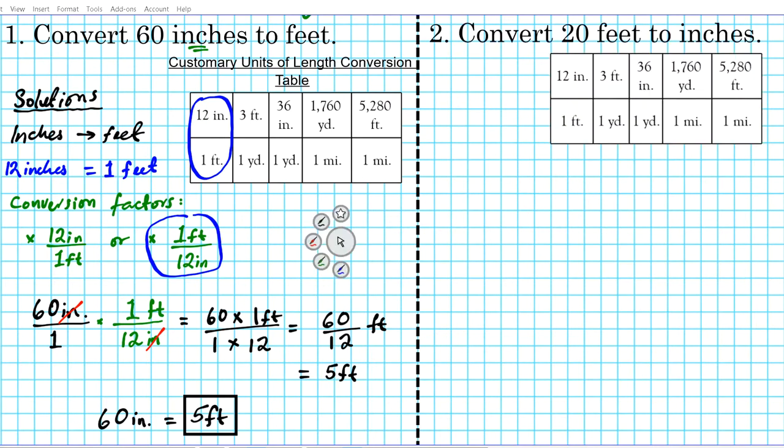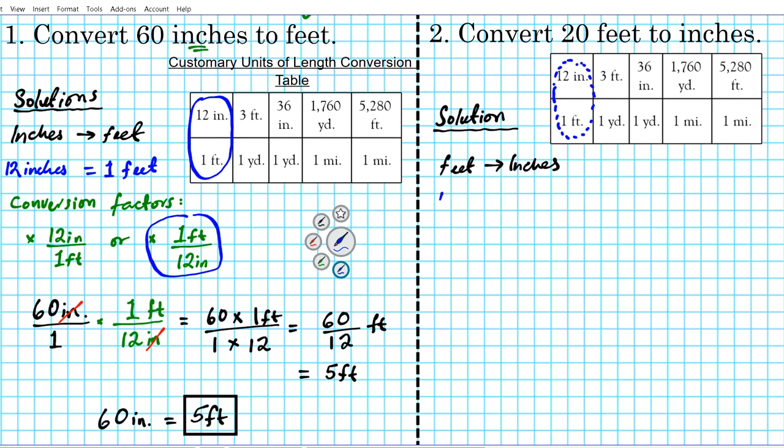Okay, so for question 2, it looks like we're doing the reverse. We're going from feet to inches now. For number 2, you have to convert 20 feet to inches. Following exactly the same procedure as before, consult our conversion table for customary units of length. Which column has feet and inches? Same one as the first one. This one right here.